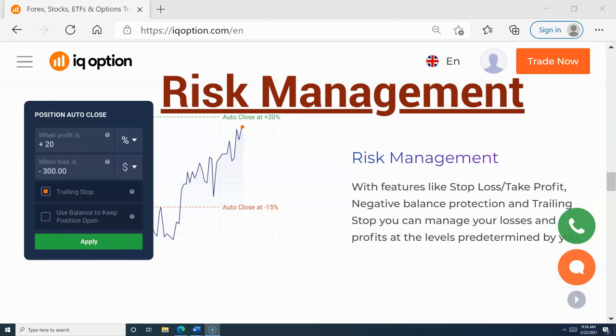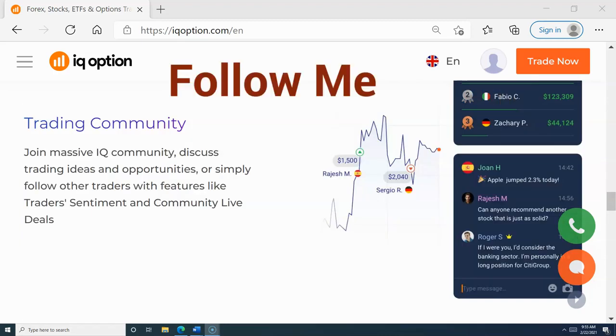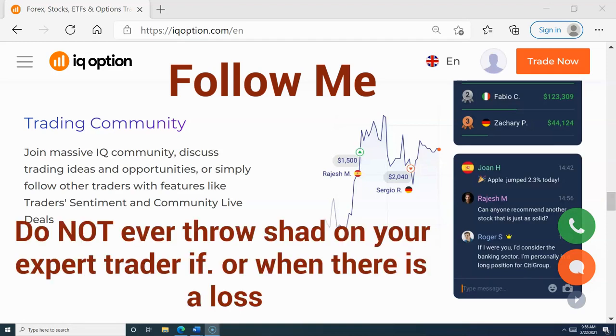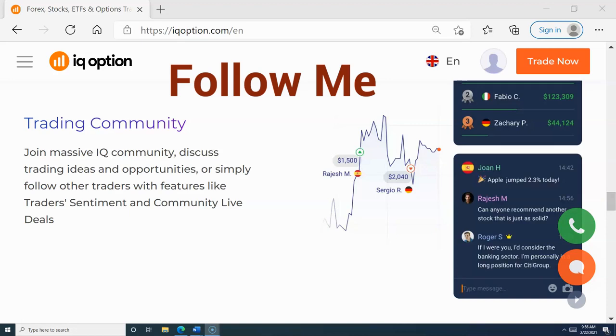IQ Option has these features plus the Follow Me Trading feature. This is where you select an expert trader and you do what he or she does. Usually, the site will provide details on the Follow Me traders, their history, earnings, and losses. You make a decision based on their profits if you want to follow them or not. Remember, some of these Follow Me traders are worth 10 million plus US dollars, whereas you may be worth considerably less. Therefore, remember to trade a percentage of your account balance that fits your budget.